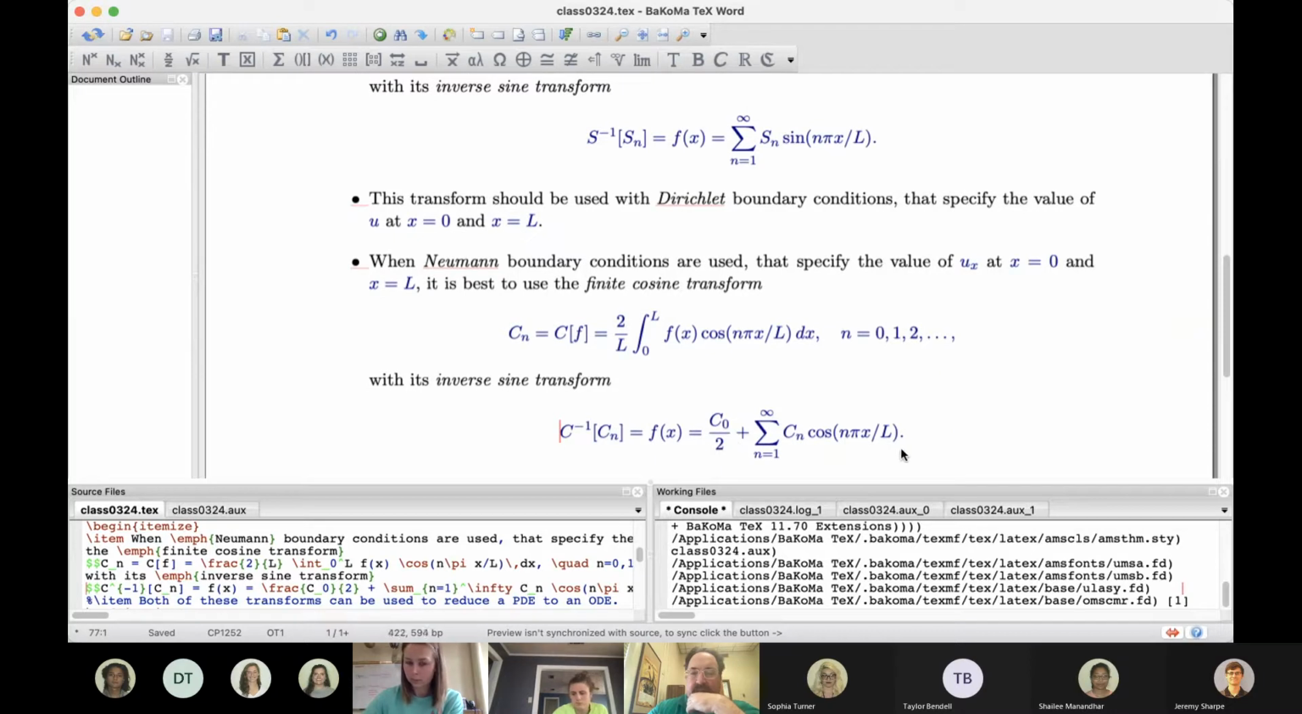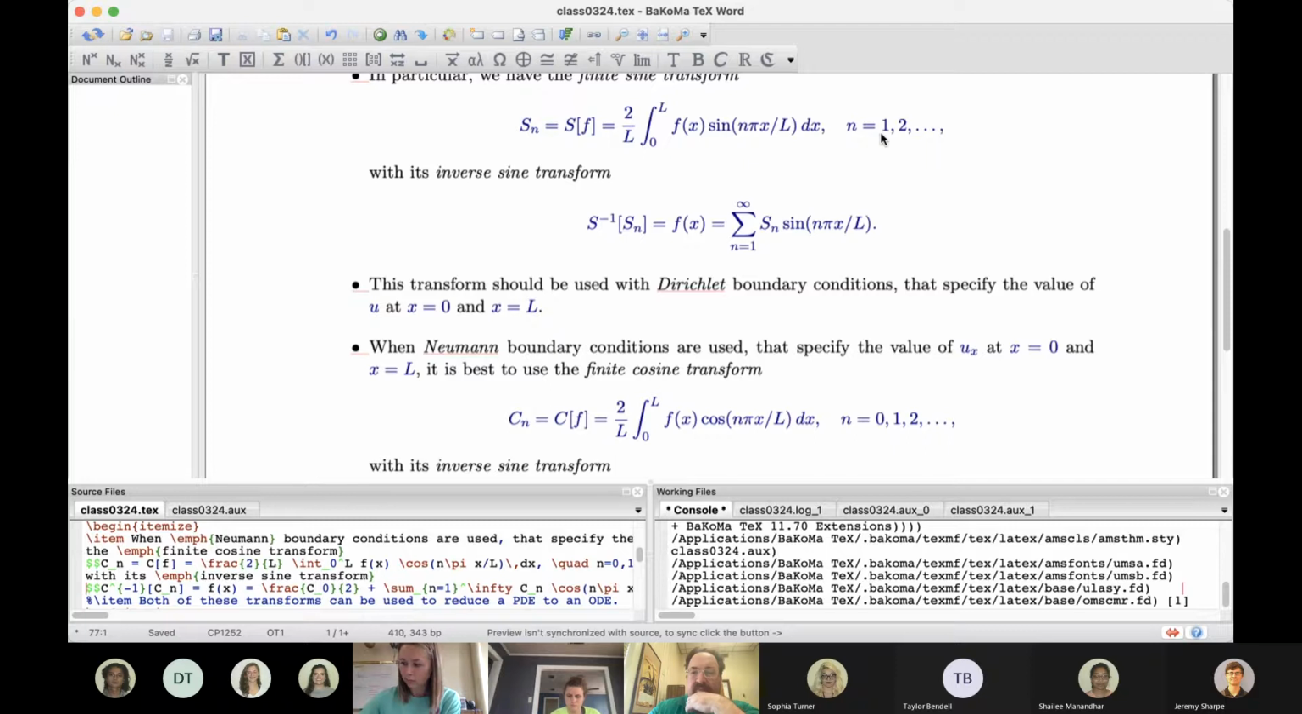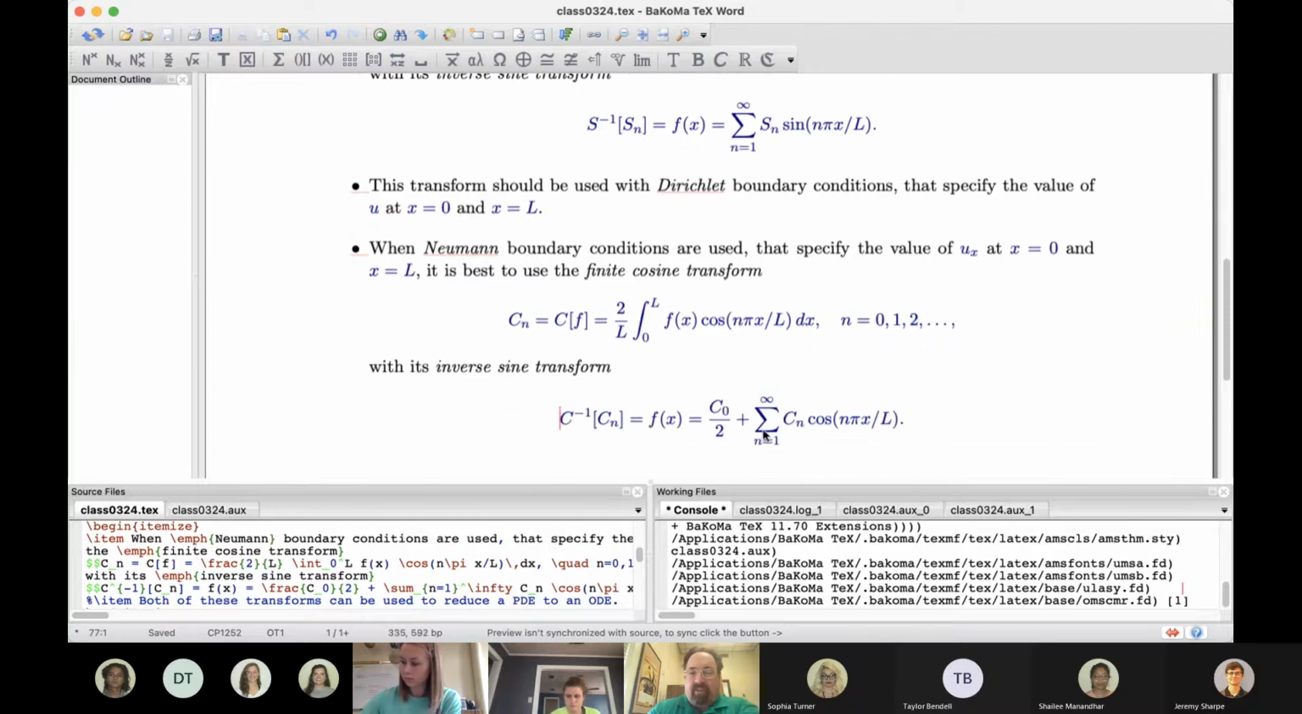Once you have the coefficients, and notice they're indexed starting from 0, as opposed to a sine series, where they're indexed starting from 1, you can reconstruct f of x from these coefficients, and that is the inverse cosine transform. There was a typo there, sorry for the copy and paste bug.